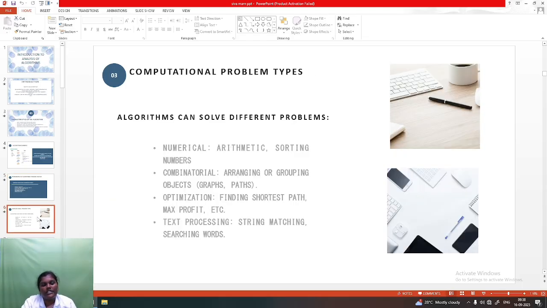Next one, computational problem types. Algorithms can solve different problems: numerical, combinatorial, optimization, text processing. So one is numerical, arithmetic operations on numbers. Combinatorial: arranging, grouping objects, graphs and paths. Optimization: find the shortest path, maximum, minimum, preferred, and so on.